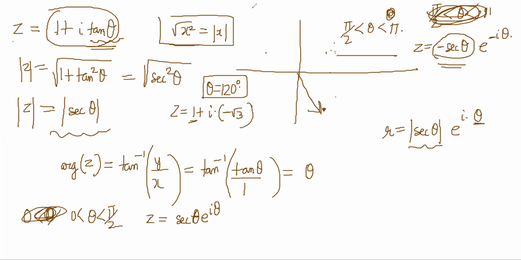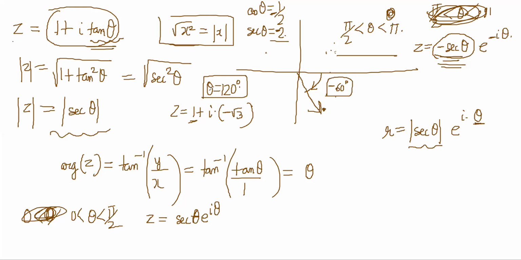See, cos 60 is half, so cos 120 is minus half, so sec 120 is minus 2. So minus sec theta is coming as 2. And what is the angle that I would have written? The angle that I should write here is minus 60.